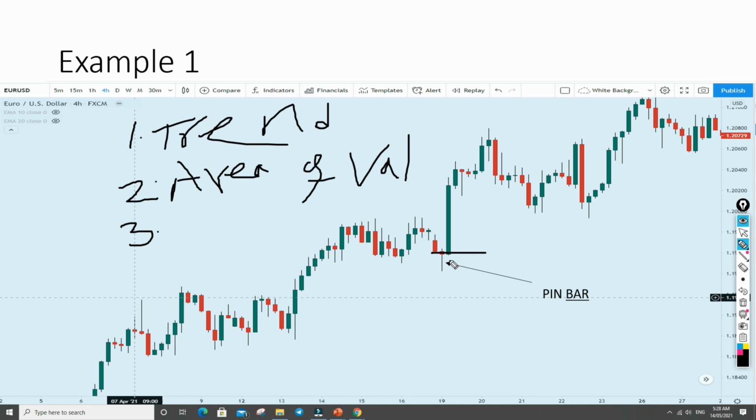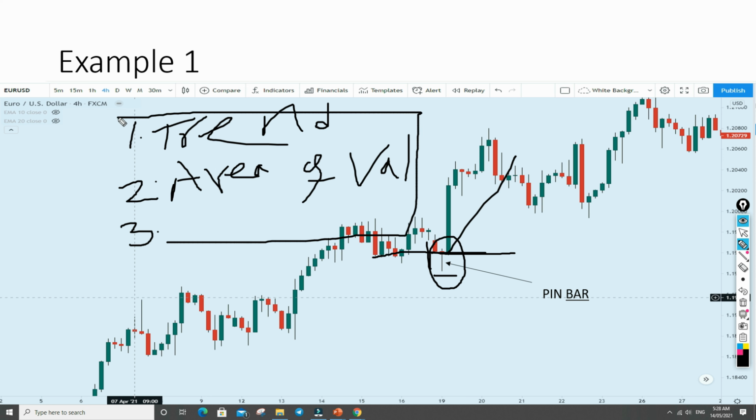So what is the price action pattern or entry trigger? What is your entry trigger here? It is this pin bar. Okay, this bar is closed above this support. So this is the entry trigger, and then you can go long from this. So it's a very profitable trade. When you apply these three rules, you found a profitable trading opportunity.